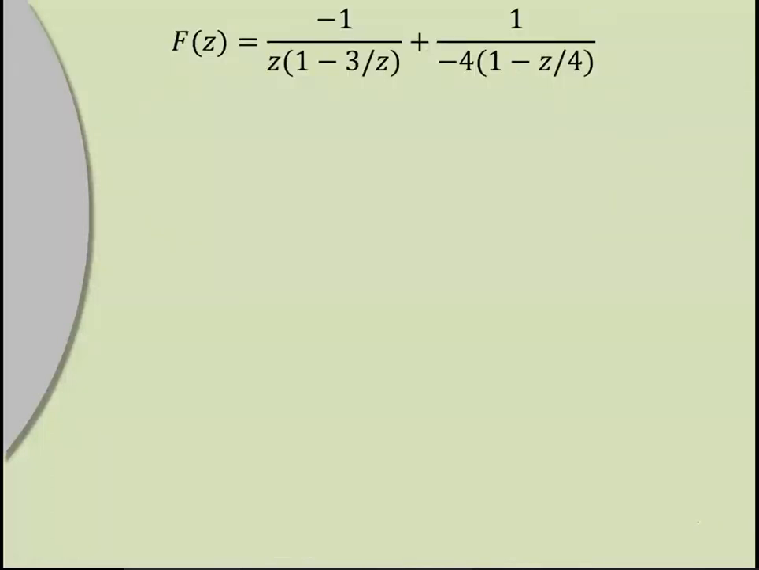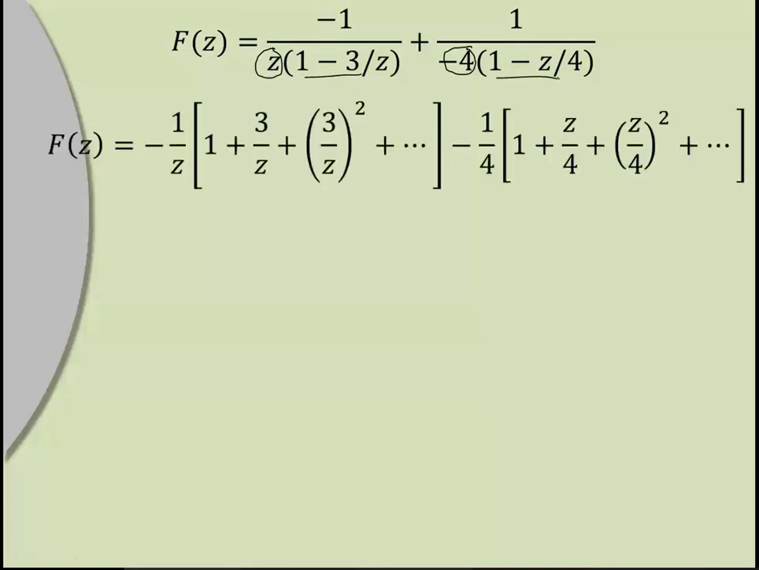Do the expansion. Outside terms, you keep as they are. Okay, keep this z and minus 4 as it is. Just do the expansion for these two terms. So if we expand it, we get 1 plus y plus y square plus y cube dot dot dot. We get the terms. This is also the same thing. y is z by 4 here and y is 3 by z here. So we get these terms.